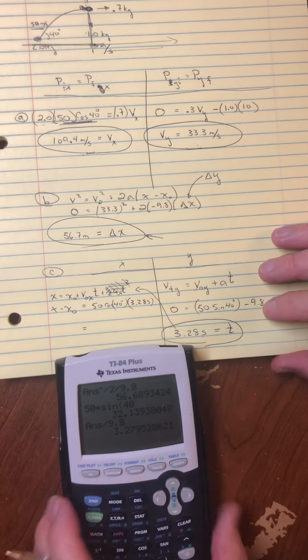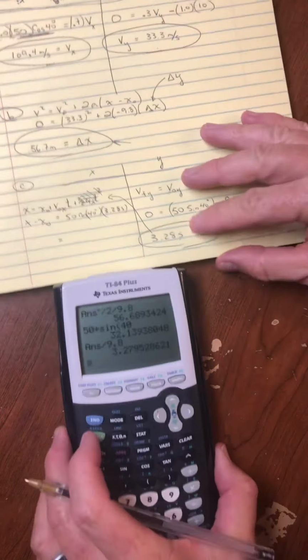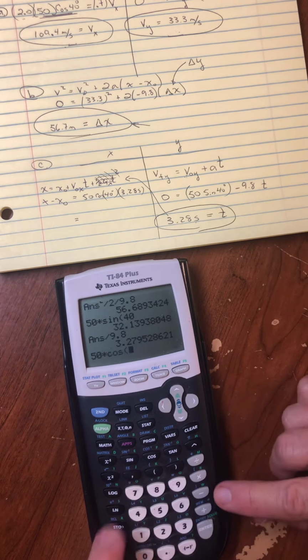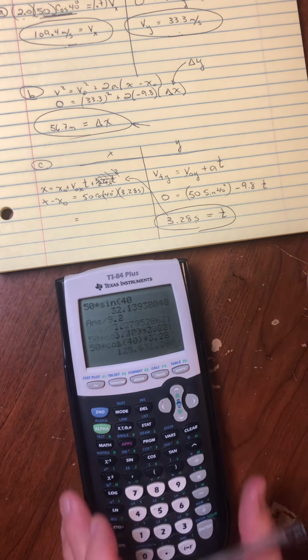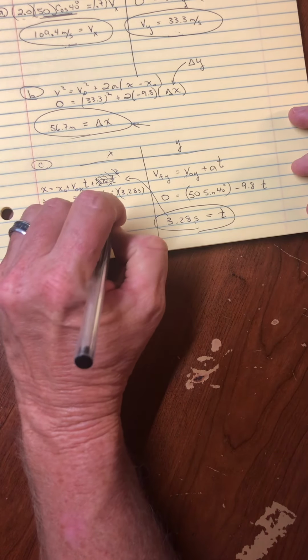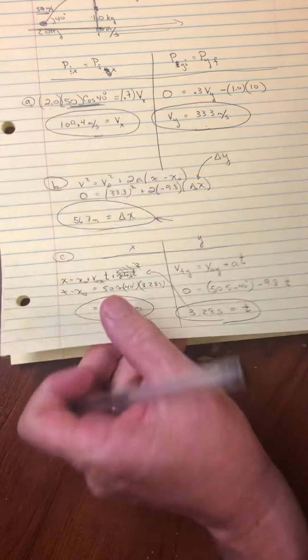So this might be the easier half of part C: just how far did it go before the explosion. Okay, so 50 times cosine of 40 times 3.28, coming up to 125.6 meters is how far it goes before it actually explodes. Okay, now once it explodes, we have a whole new speed and direction.